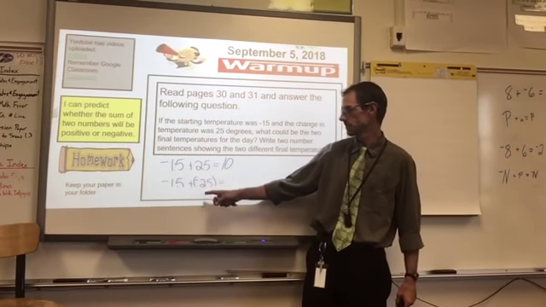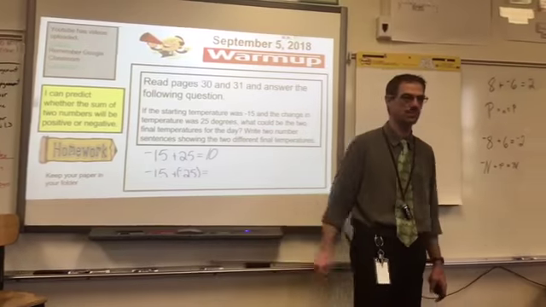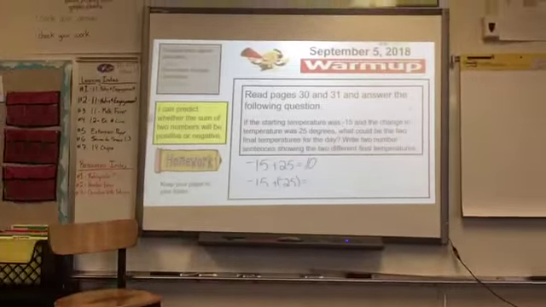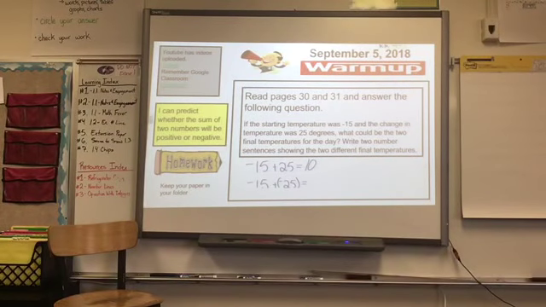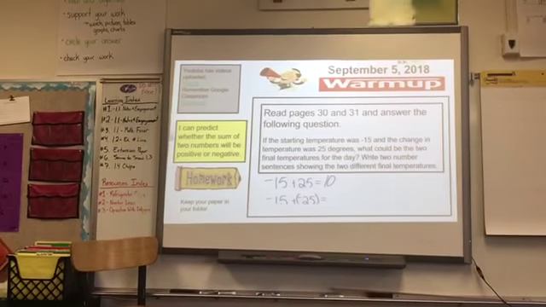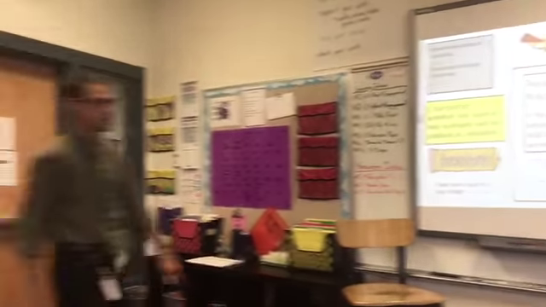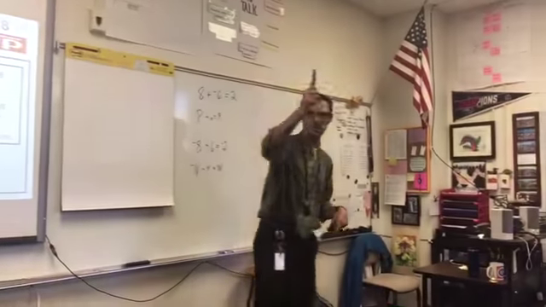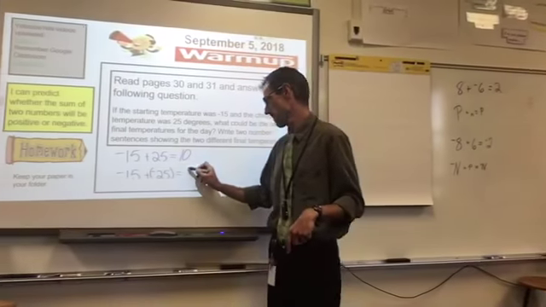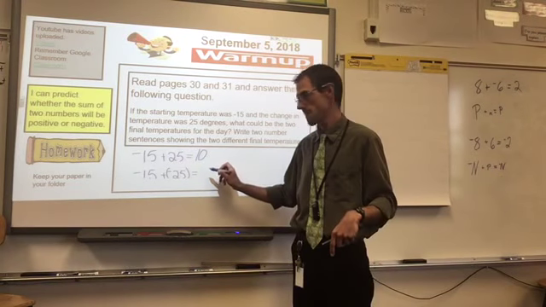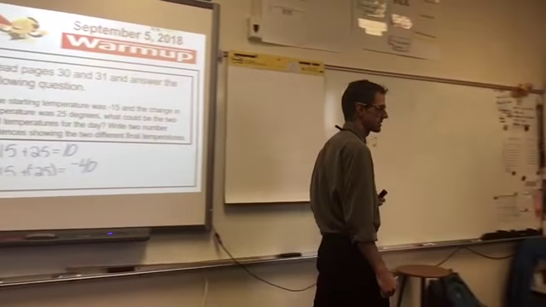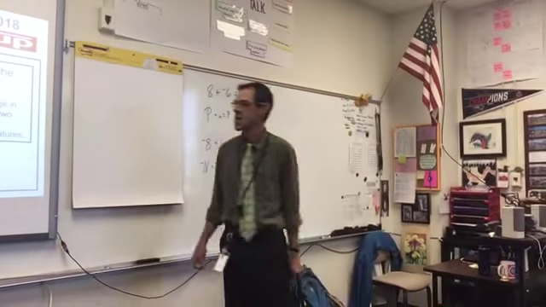So then down here, I have negative 15 plus negative 25. So if you guys look over here, I'm adding two negatives. And we know that when we add two negatives, we're going to make something even more negative. Okay, so what's the answer to this one? Cam? Negative 40. So those are the two number sentences that you would come up with.